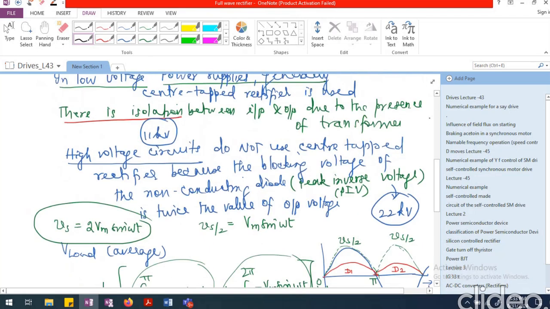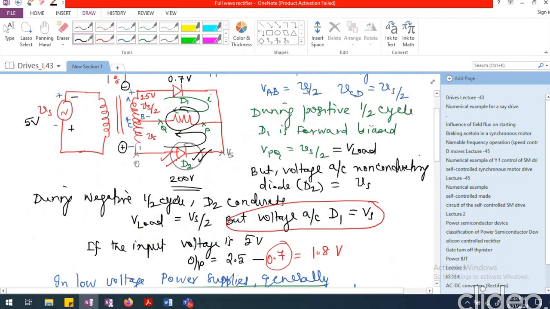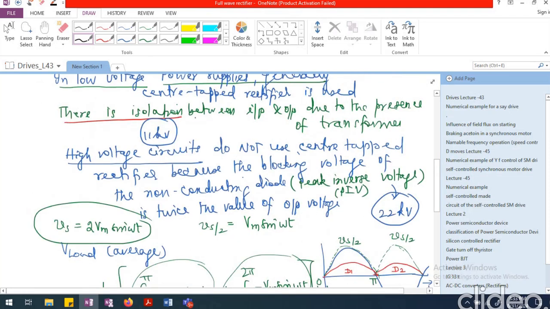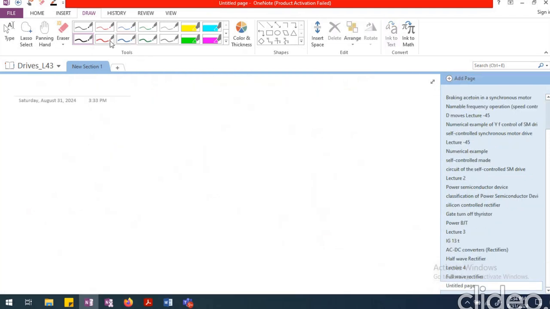Okay. So the full wave rectifier that we talked about right now is the center tapped rectifier, which is particularly used in power supplies, and it is hardly ever employed in high voltage DC circuits. So the next circuit that we are going to look at is the full bridge rectifier with diode. This is the bridge rectifier with diode.